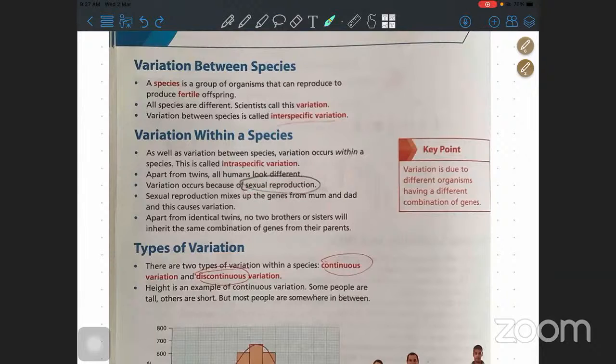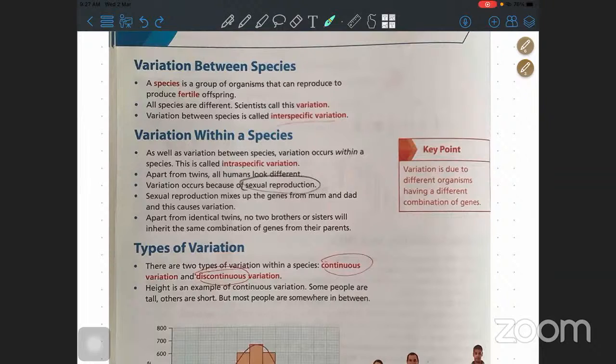Sexual reproduction mixes up the genes from the mother and father, and this causes the variation. Apart from identical twins, no two brothers or sisters will inherit the same combination of genes from their parents. Variation is due to different organisms having a different combination of genes.